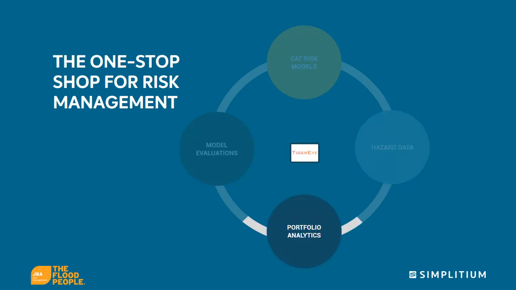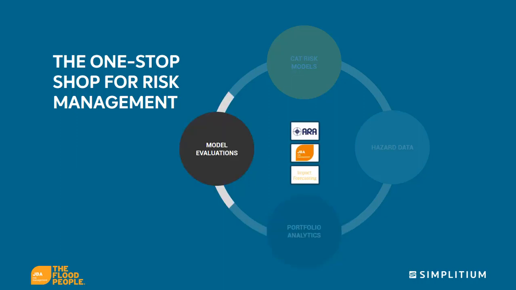We are connecting with tools that enable you to look at reinsurance financial structures. So through MODEX today, you can pass data straight into the Tiger Eye platform, and we will have more systems being added to that as the year progresses. We also offer a system for evaluating models. Right now we've got models from Impact Forecasting, from ARA and from JBA, all within our model evaluation system.